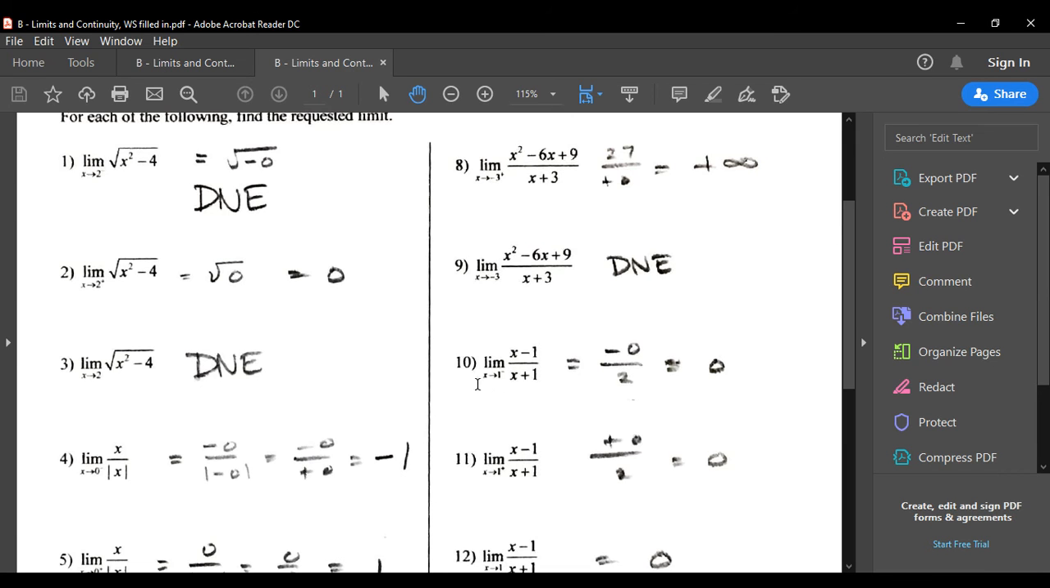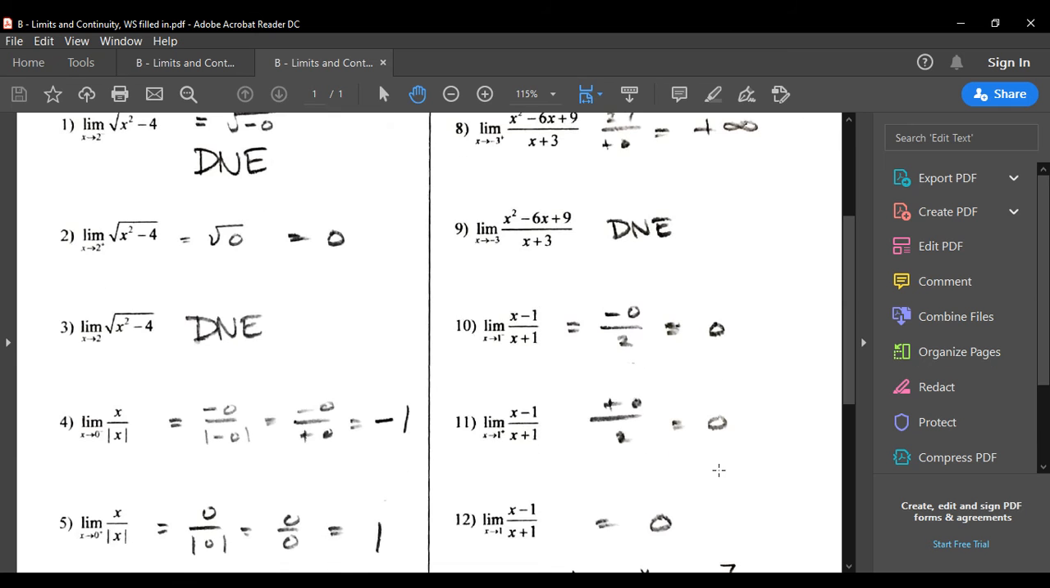Well, let's look at number 10. As x approaches 1 from the negative direction, 1 minus 1 is going to be a very small negative number over 2. Well, that's going to approach 0. Same thing with the positive direction. As I approach 1 from the right-hand side, 1 minus 1 is going to be a very, very small positive number over 2, which is going to approach 0. Since the two do agree with each other, the overall limit is 0 as well.